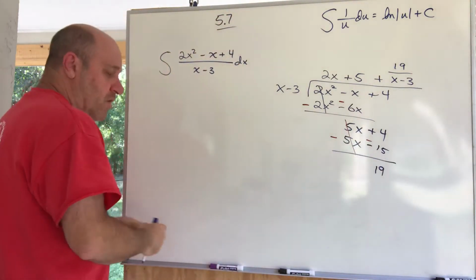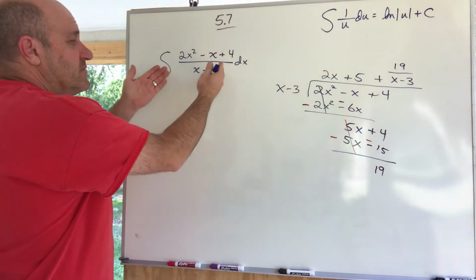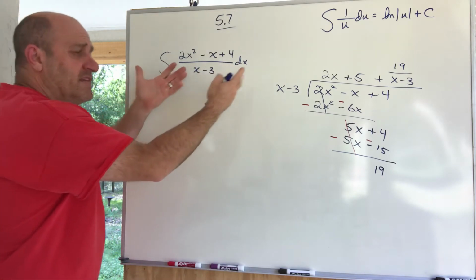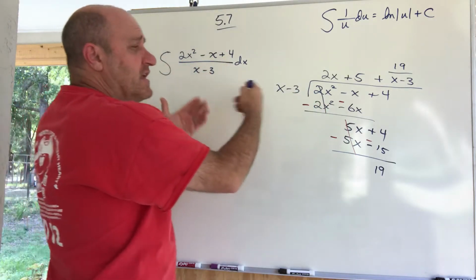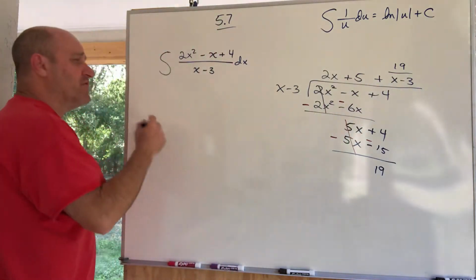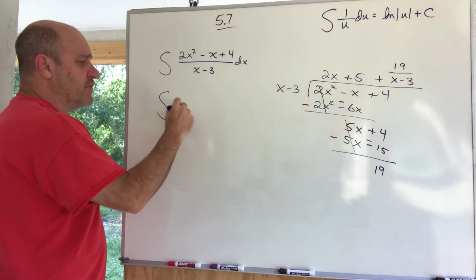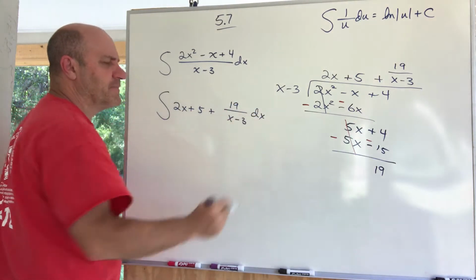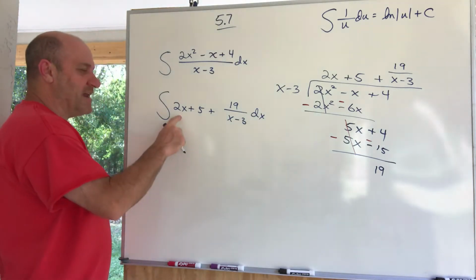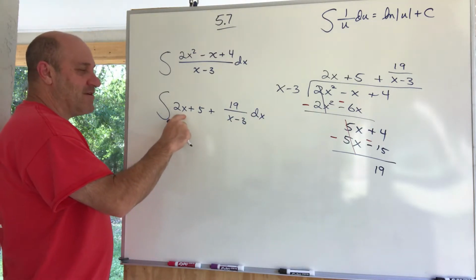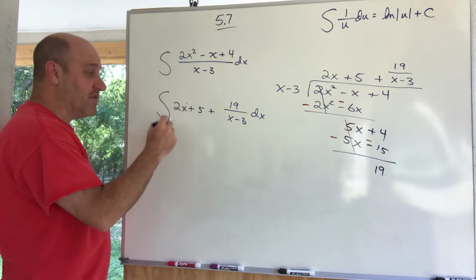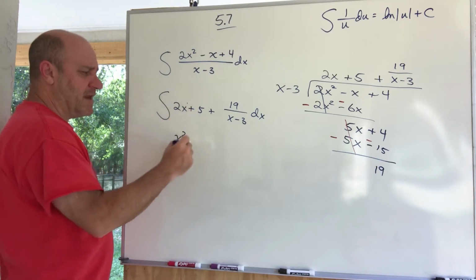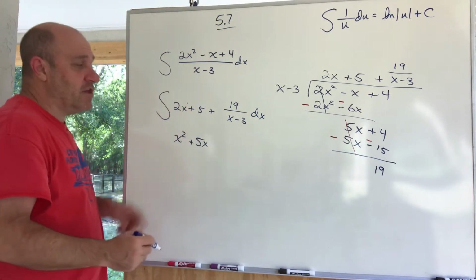So, this integrand here, we were trying to integrate this. We did the long division, and that quotient is that answer right above there. So we've transformed this integral into this integral, 2x plus 5 plus 19 over x minus 3 dx. And this is really easy now. Can anybody integrate a 2x? Yeah, it's a power rule. You add 1, you get x squared, you divide by 2, so x squared divided by 2. Can anybody integrate a 5? Yeah, good job.